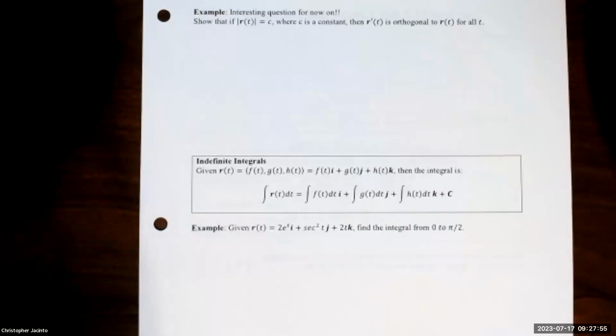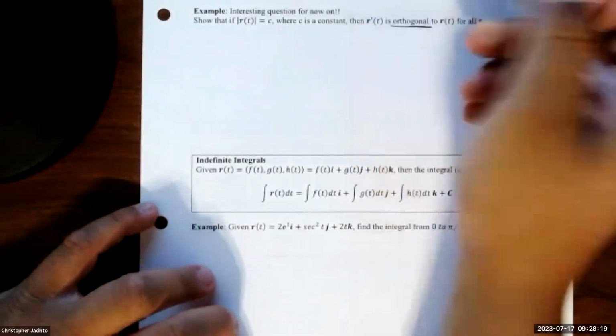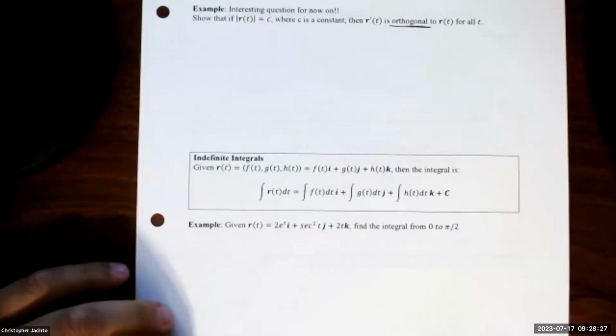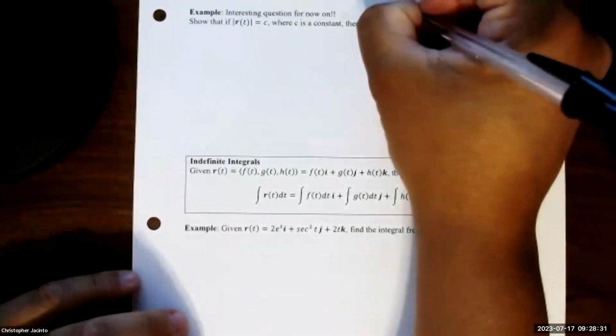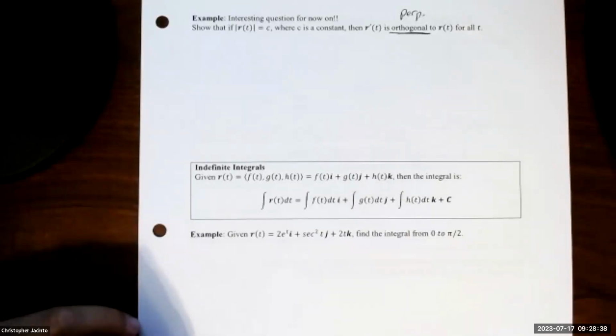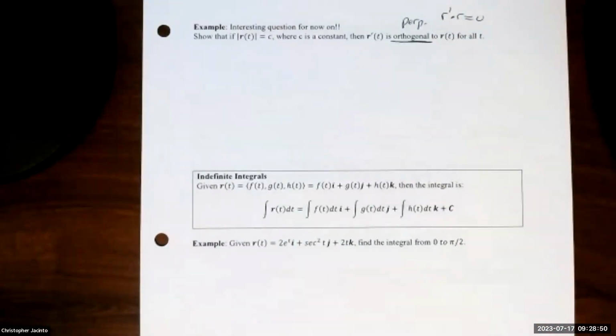Okay. So let's go to our first type of proof example. We want to show that if the length of the vector r of t is equal to some constant c, then the derivative of the vector r is orthogonal to r of t for all t. Now, if you guys remember, what does orthogonal mean? Perpendicular, right? Well, there's one way to show that two things are perpendicular: their dot product equals 0. So that is what we want to show.